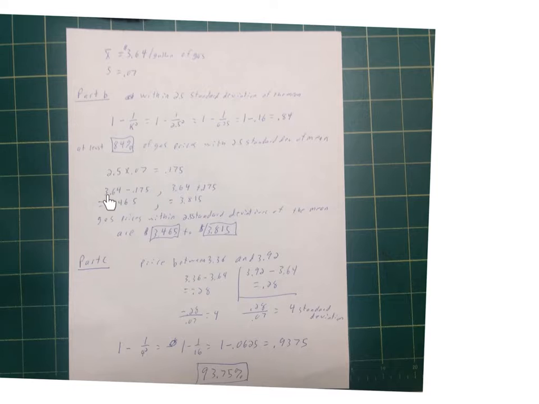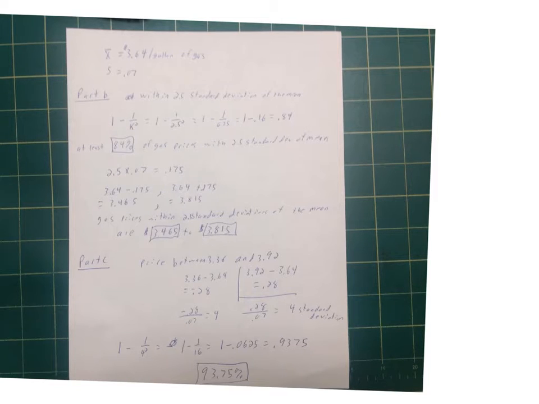So we take the mean and we subtract, and we take the mean and we add, and I get the two prices they're looking for. Gas prices within 2.5 standard deviations of the mean are between $3.465 to $3.815. That takes care of part B.